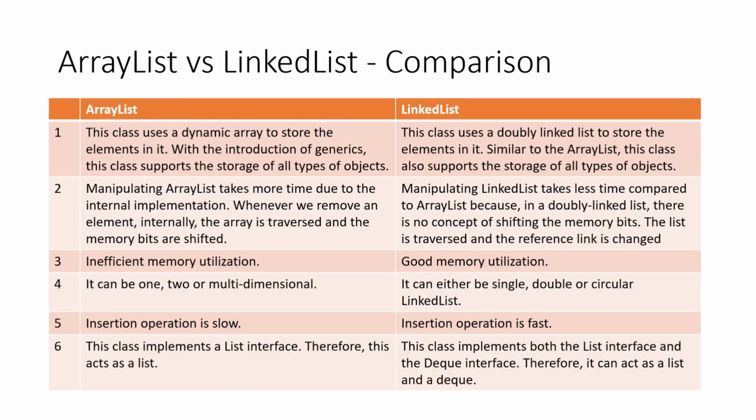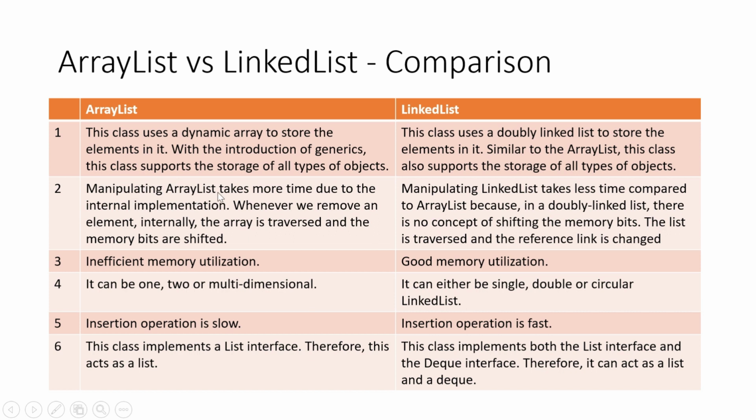Now if I say the comparison, the ArrayList class uses a dynamic array to store the elements in it. With the introduction of generics, this class supports the storage of all types of objects, whereas LinkedList uses a doubly linked list to store the elements in it. Similar to ArrayList, this class also supports the storage of all types of objects.